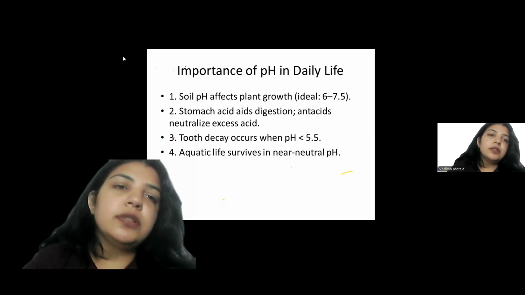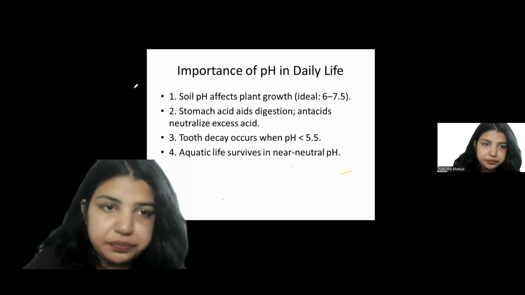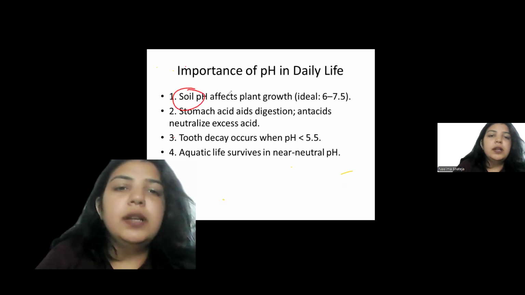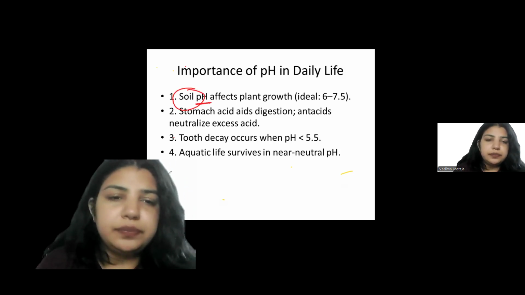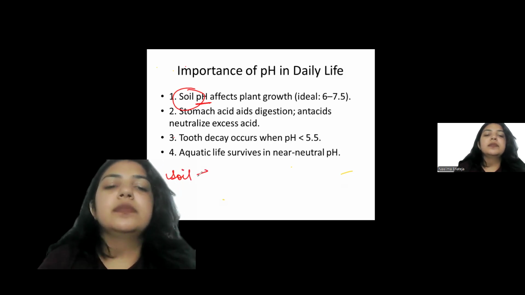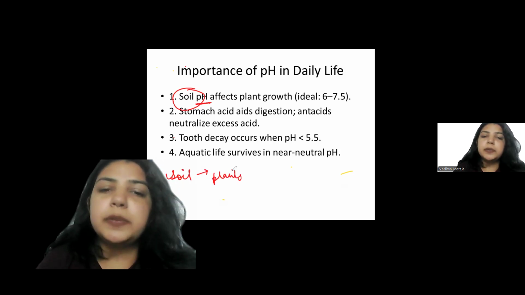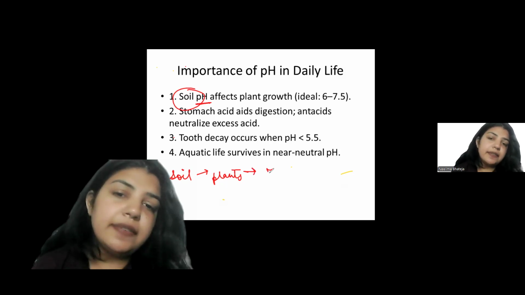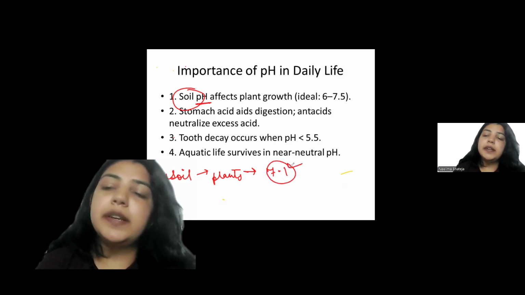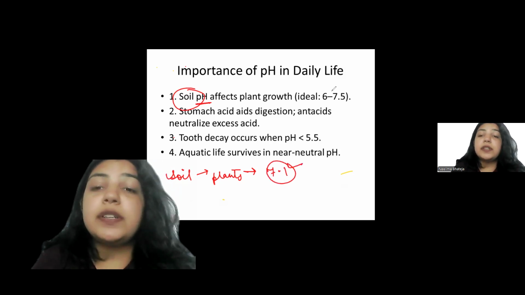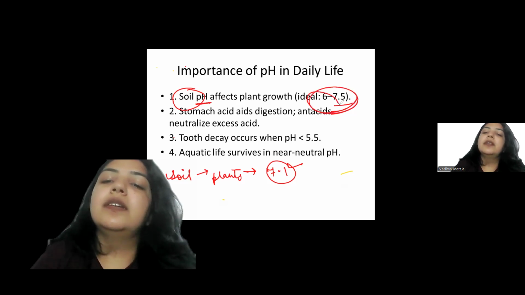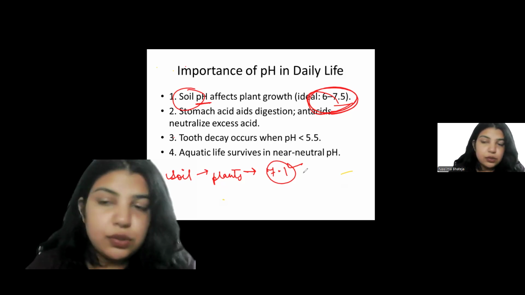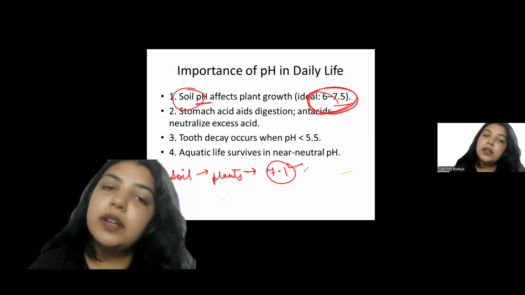Okay, so let's learn some of the important things for daily life. For example, soil. The pH of soil. Why do we use soil? Yes, we use it for plants, for the proper growth and development of the plant. Ideally it is near 7 pH. It ranges between 6 to 7.5, which is an ideal plant growth pH. So soil has a pH of 6 to 7.5.